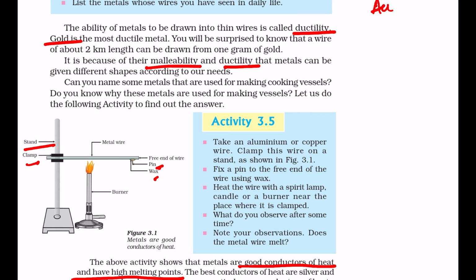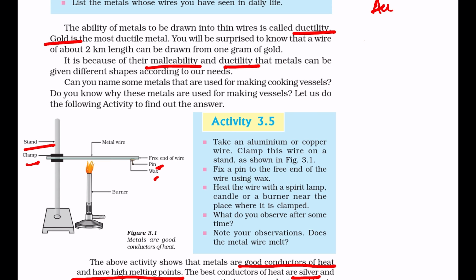So what is the inference? The inference is heat can travel from one end of the metal to the other end of the metal. So metals are good conductors of heat. They can conduct heat from one end to the other end. Second thing is, though the metal is heated for a long time using this burner, this metal does not melt, which means that the metals have high melting points. The best conductors of heat are silver and copper, and lead and mercury are comparatively poor conductors of heat.